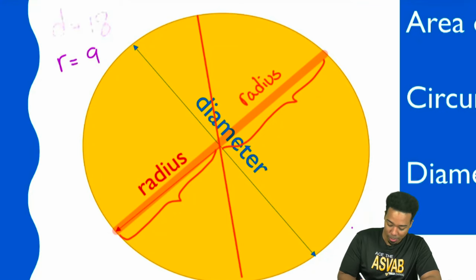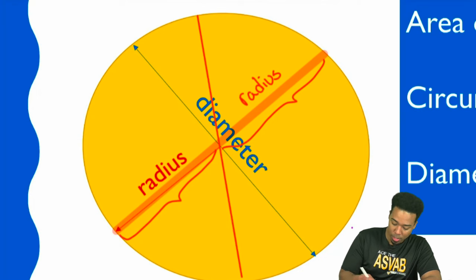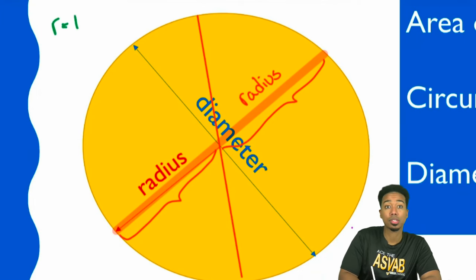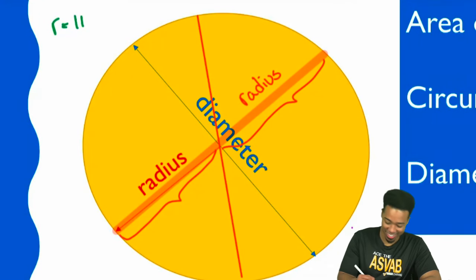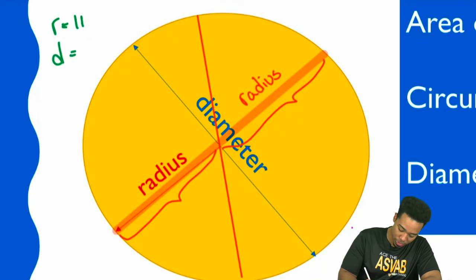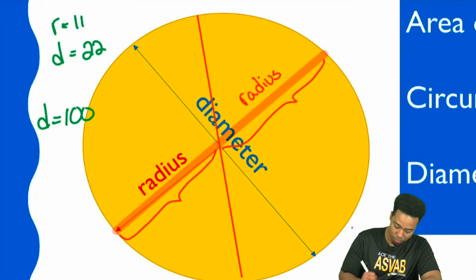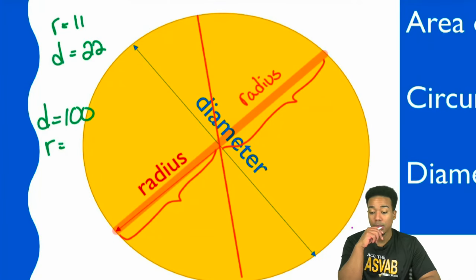I'm gonna go back to back, 5 seconds apart. Okay, let's go ahead and say radius equals 11. Diameter, give me. 5, 4, 3, 2, and 1. Good. Diameter is 22. Okay, let's go ahead and say we have a diameter of 100. What is my radius? Go. Radius is what?